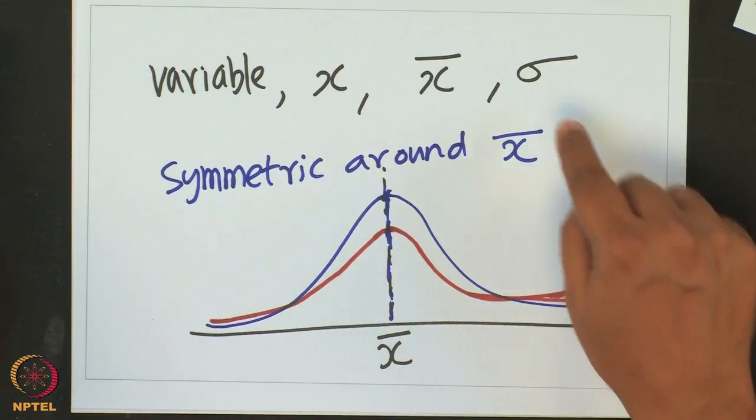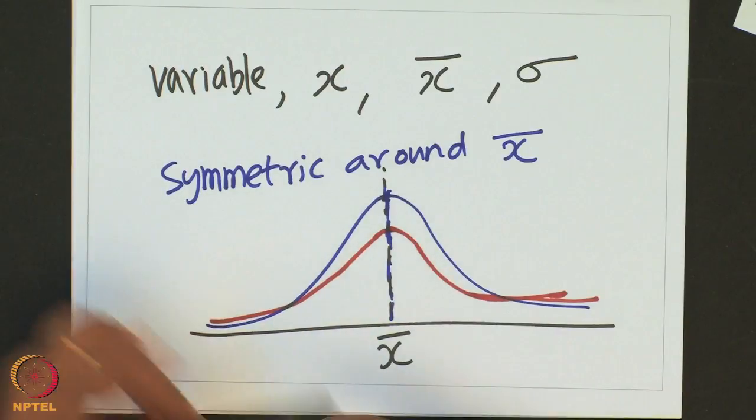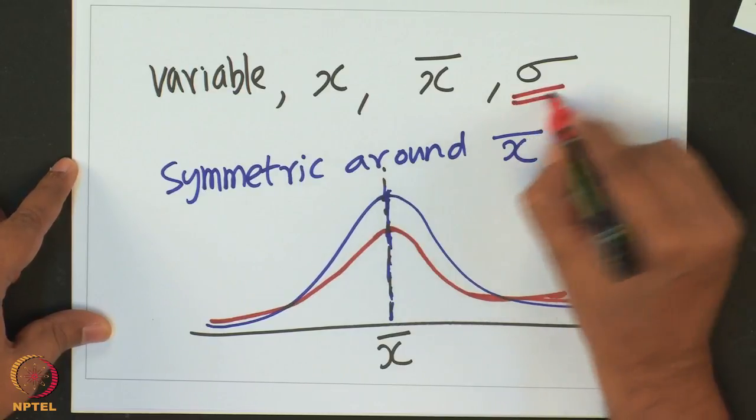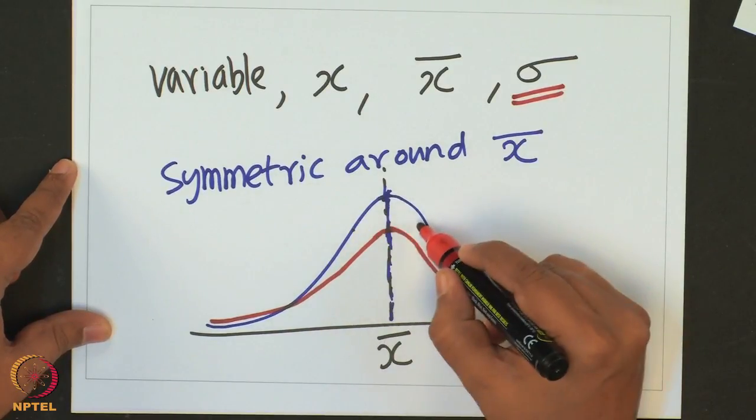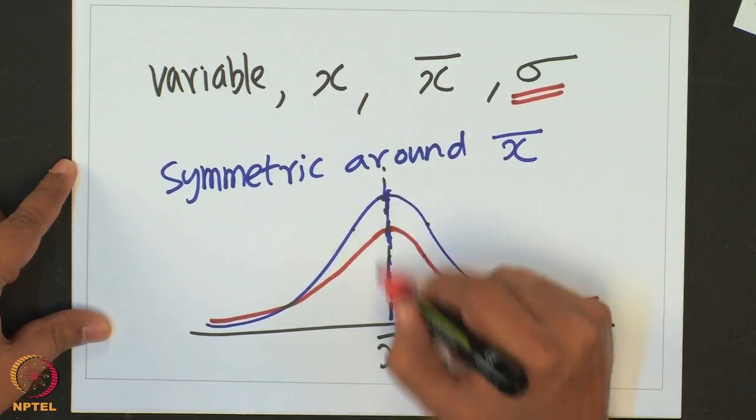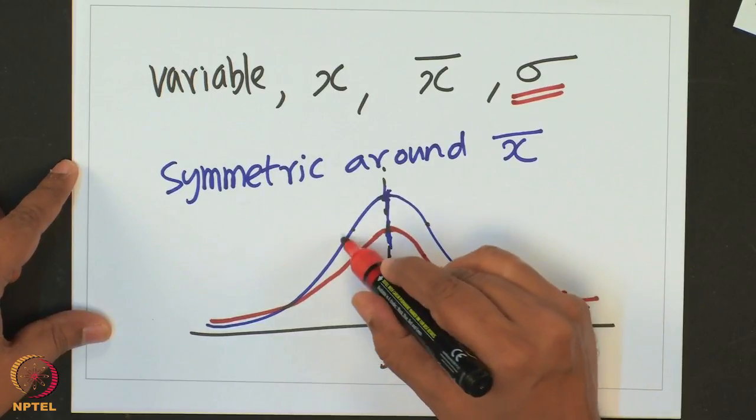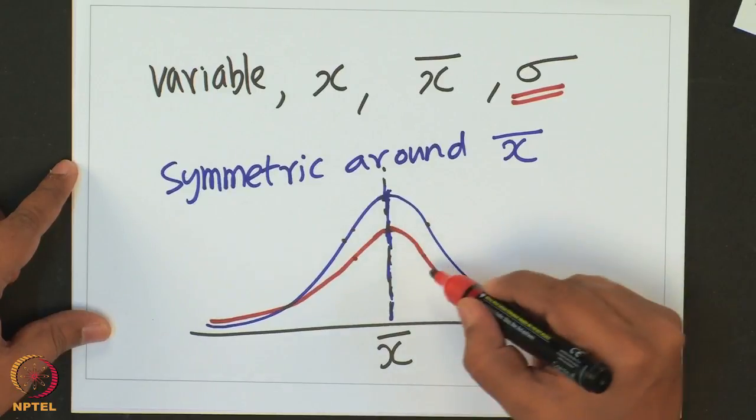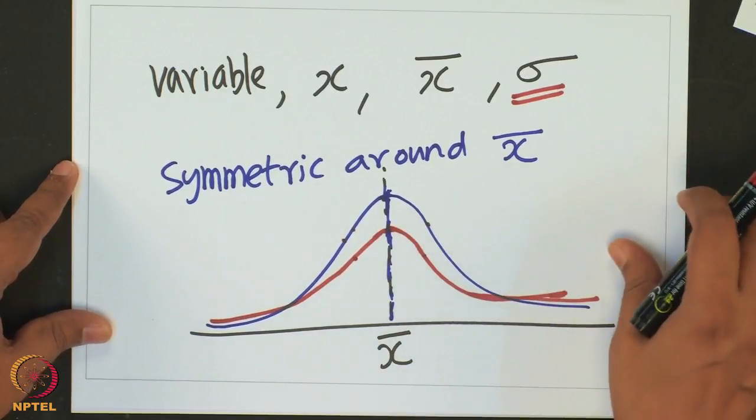But now, which of these curves is my distribution of interest will be decided by sigma. So, both of these curves have the same x bar, but they have a different sigma, standard deviation. That is something that we will understand as we go along. But the point is, it is a curve which is symmetric around x bar.